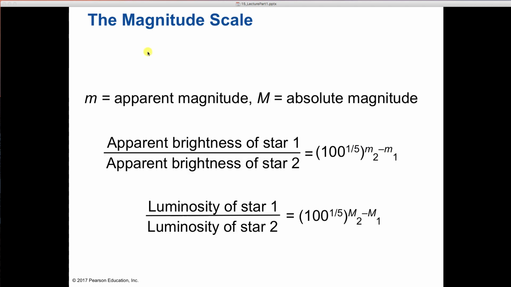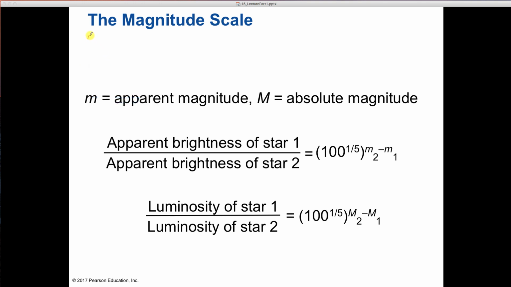So this slide shows something called the magnitude scale, and we've talked about this a little bit before. The magnitude scale is a little bit funny because it's kind of a backward scale. So we use little m to represent what we call the apparent magnitude, how bright the star appears to be. And the numbers, again, are backwards. And so let me just give an example.